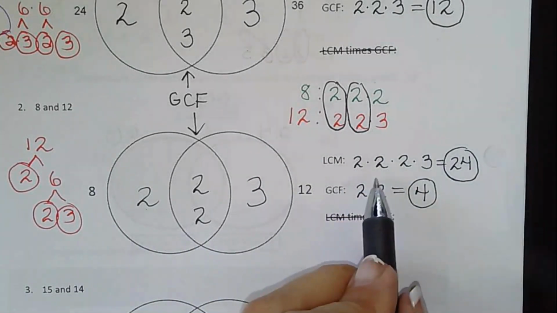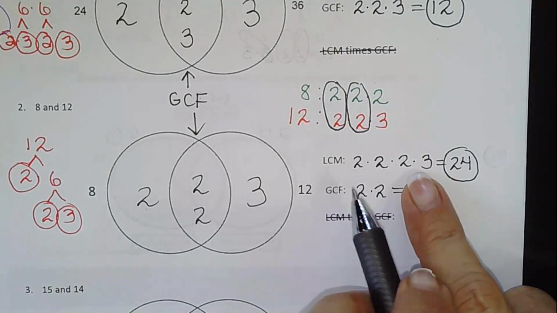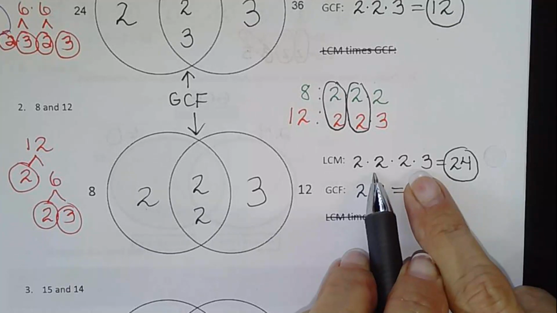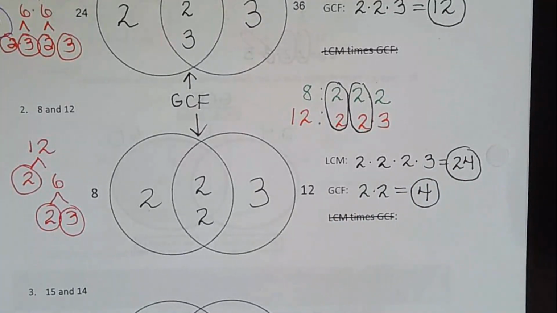Or you could do 4 times 6. 2 times 2 is 4. 2 times 3 is 6. And get 24 as well.